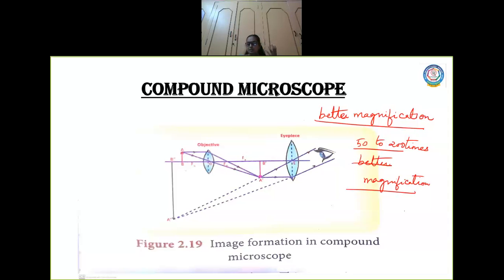And the astronomical telescope. Astronomy is the study of heavenly bodies. A telescope which is used to view heavenly bodies like stars, planets, galaxies, satellites, we call an astronomical telescope. Now, terrestrial telescopes are also used. An astronomical telescope is not able to view objects that are on the surface of the earth, so they go for what is called a terrestrial telescope. The terrestrial telescope forms an erect image.